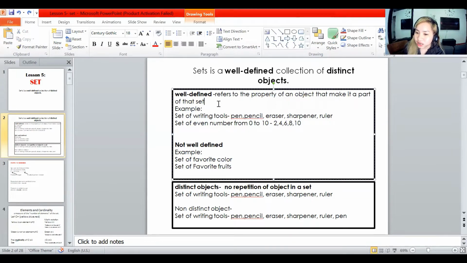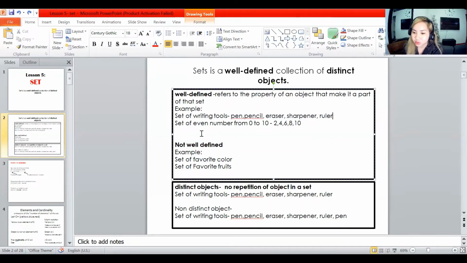So sabi natin kanina, well-defined set daw po, yung given set, kung yung elements niya is clearly defined and connected dun sa given set natin. Again, ang given set natin, sa example number 1 is set of writing tools. And as you can see, these elements are related po dito sa writing tools. So, well-defined set po siya.